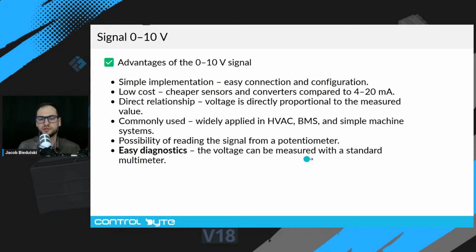And it is really easy in diagnostics. The voltage can be measured with a standard multimeter. You just set the multimeter to voltage measurement, connect to the circuit, and that's it. It's harder to measure the current loop. I will show you this in a minute.